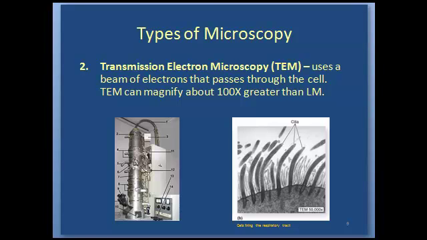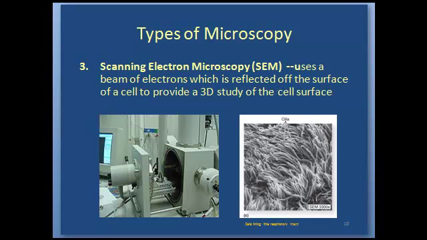And here you see an image on the left of a transmission electron microscope in which it's using electrons to pass through the cell. It can magnify about 100 times greater than a light microscope, and you can see on the right this is an electron microscope image of cilia lining the respiratory tract, and you can see the detail now of individual components of cells rather than just the cells themselves.